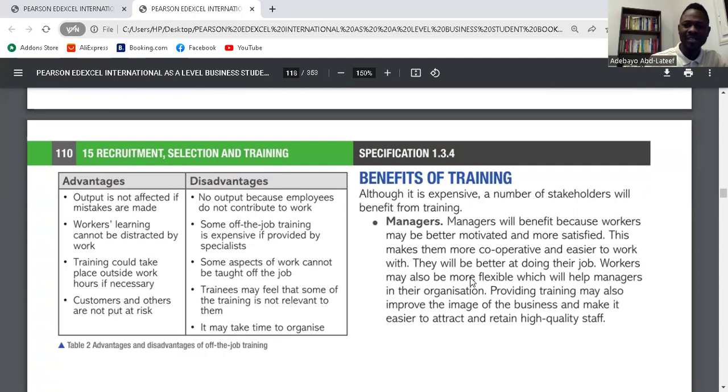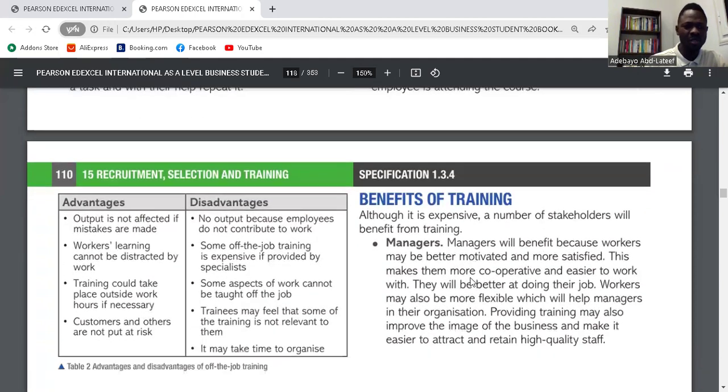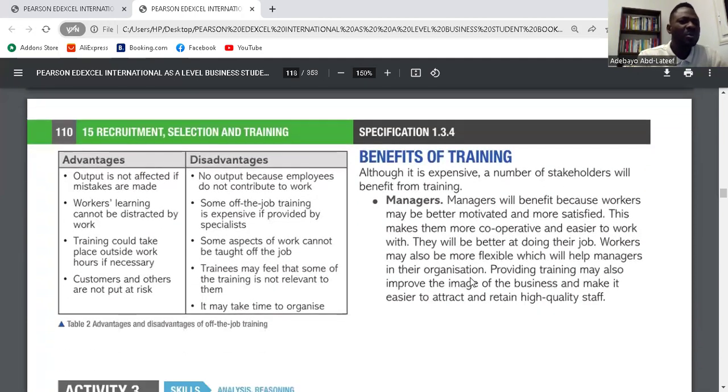So what are the advantages of off-the-job training? One, output is not affected if mistakes are made. If there's a mistake, it will be outside the company, so it's not going to affect anything. Workers' learning cannot be distracted by work. Here you concentrate fully on the training. You are not working, you're not doing anything except that training, so you have to concentrate more.